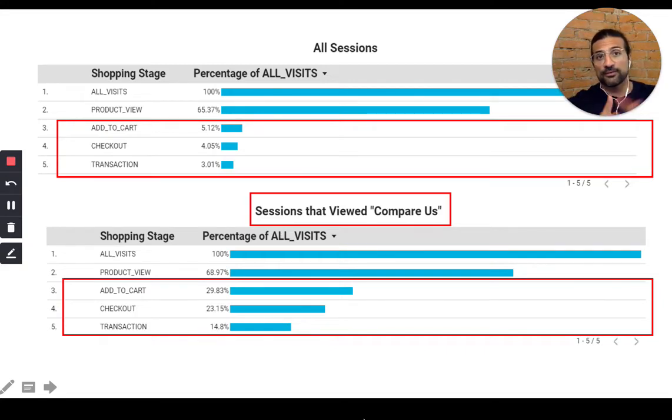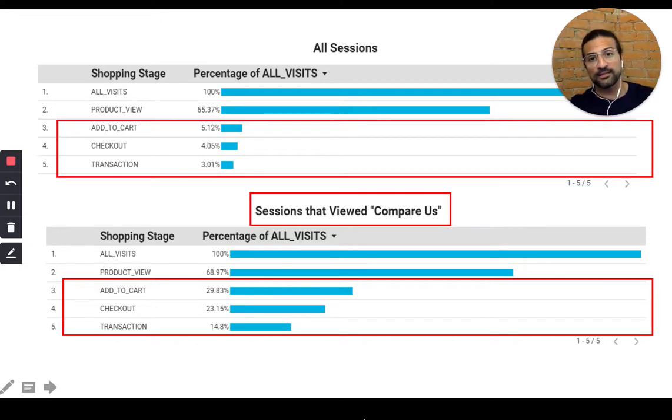So today I want to share a really simple example of how you can use some data-driven insights on user behavior to identify and uncover opportunities to improve user experience and increase conversions and ultimately sales.